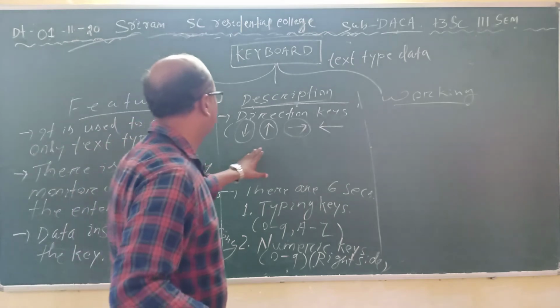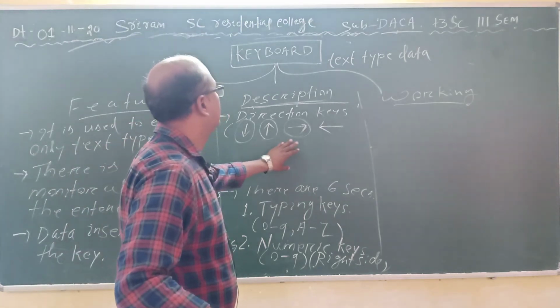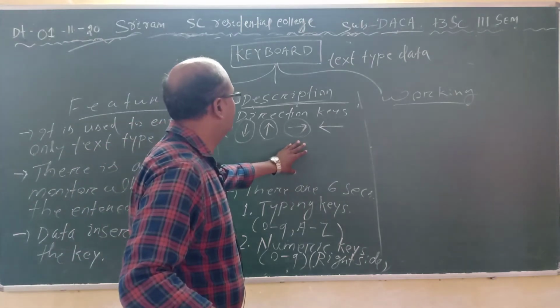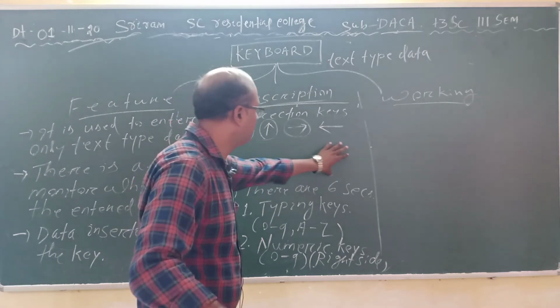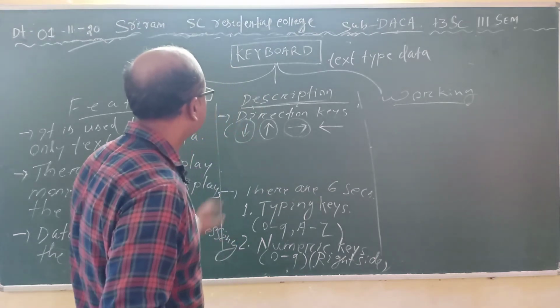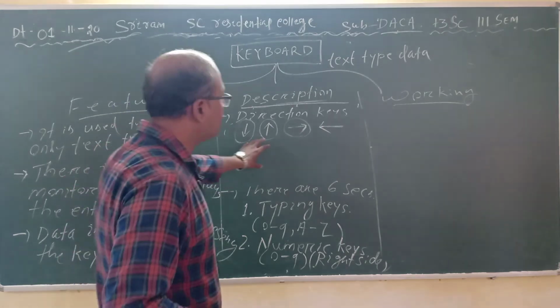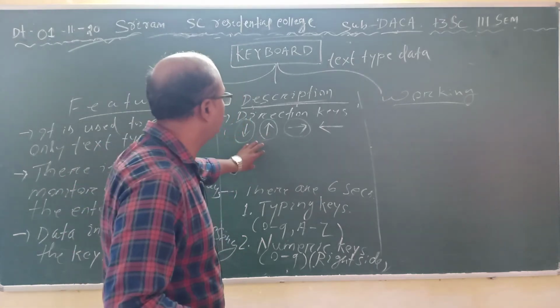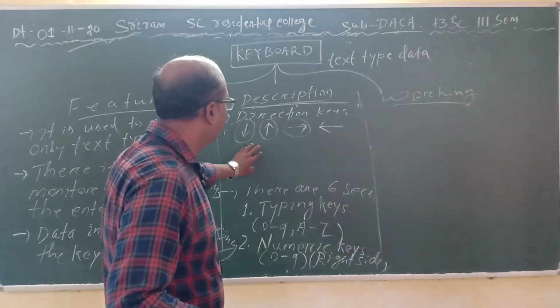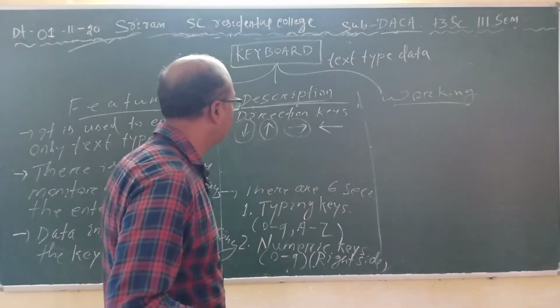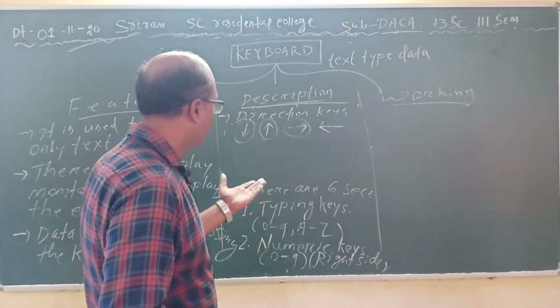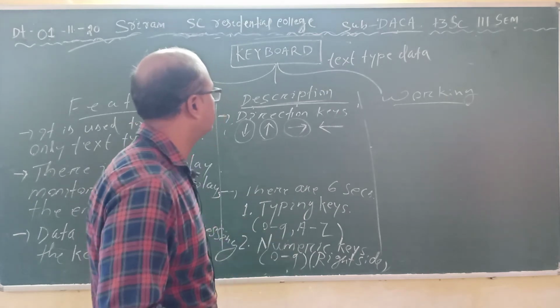So these keys indicate the direction of the cursor. That's why this type of keys are known as the direction keys. And these direction keys are found in between the typing keys and the numeric keys, at the bottom side of the keyboard.